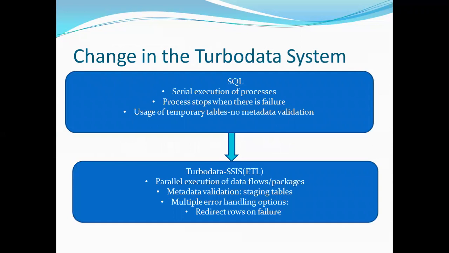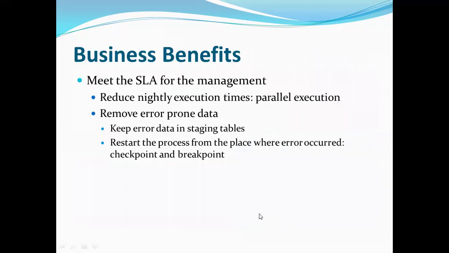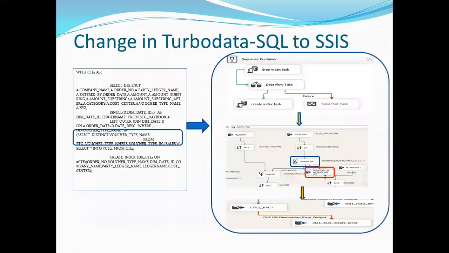So in SQL, you have sequential execution of processes. With an ETL tool, you can have parallel execution of the processes. In SQL the process will stop when there's a failure. Here you can use the completion precedence to continue the task and store the error data separately. In SQL, you use a lot of temporary tables, but in this case, when we use the actual tables, I can do metadata validation also. And you can also redirect the rows in failure. All in all, it helps meet the client SLA requirements, which is to load error-free data onto the data warehouse and reduce the extraction times.